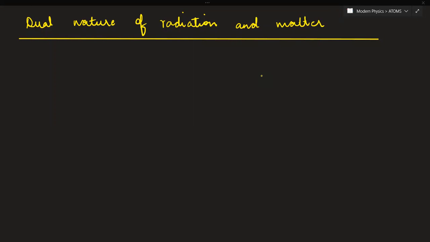So, we had done the revision of atoms and nuclei, and now from modern physics, the dual nature of radiation and matter is there. So, the first topic that comes under this is the photoelectric effect.